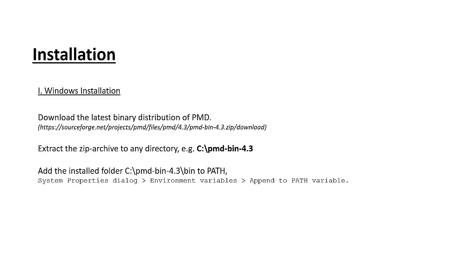The next step is to unzip the archive into any directory, for example in the C drive in my case. Then you need to add the install folder to your environment variable path. Once you have added it to your path, you are all set, and the next step is you just have to use it.